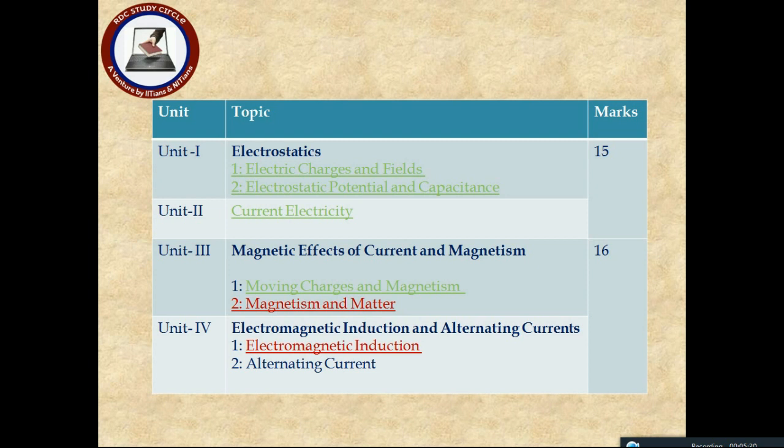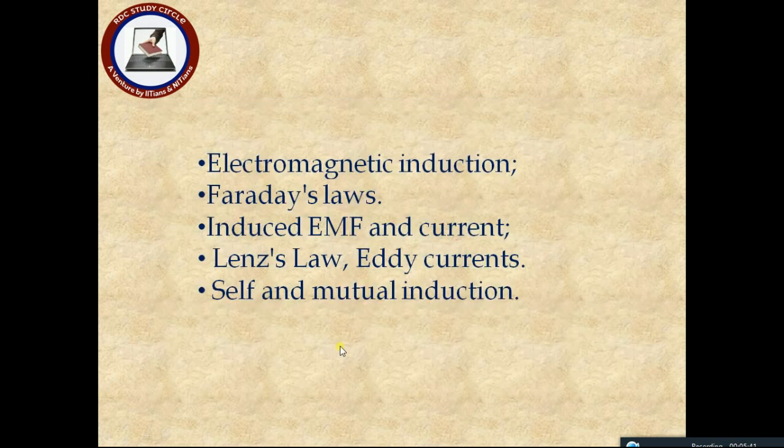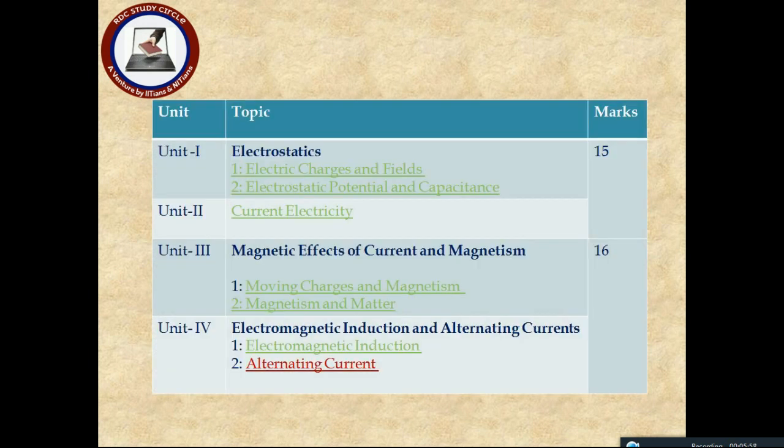And the fourth unit is electromagnetic induction and alternating currents. In that, the first chapter is electromagnetic induction, and the student will get an introduction to electromagnetic induction, the famous Faraday's law, induced EMF and current, Lenz's law for finding the direction of induced EMF, eddy currents, self and mutual inductions. And the second part of this unit is alternating current.